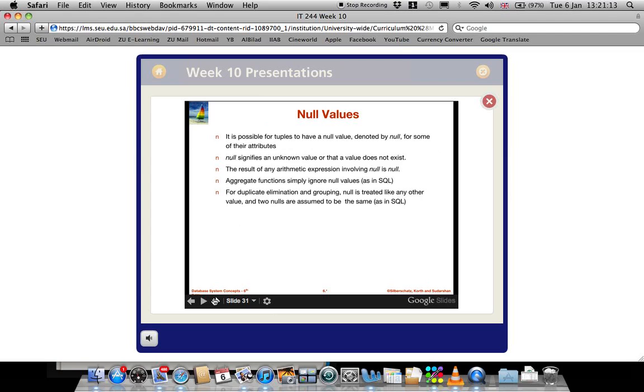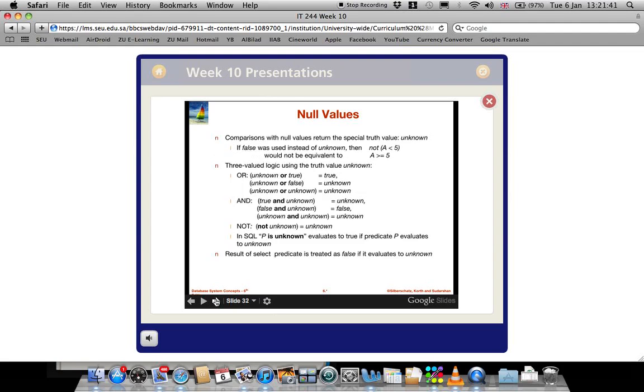Null values are also important. I think you studied in Java that null means we have no value. In the database, null could mean that there's no value, or it could mean a missing value or an unknown value. Either way, we call this a null value. So you need to know what null value means.